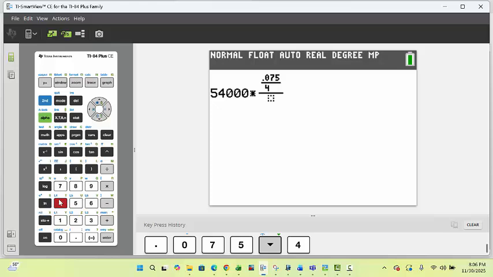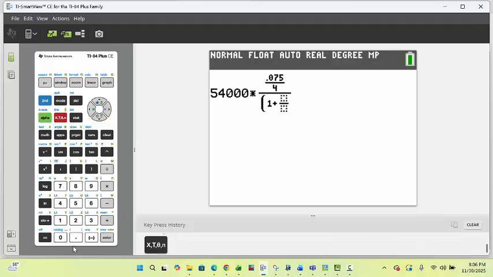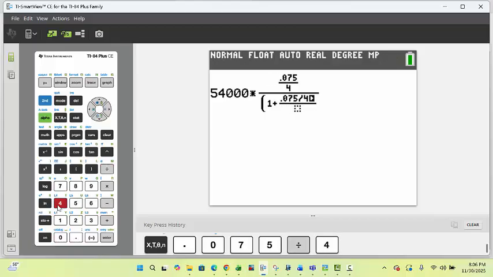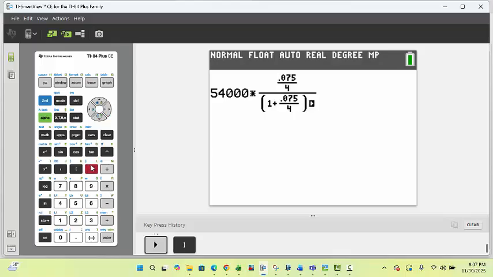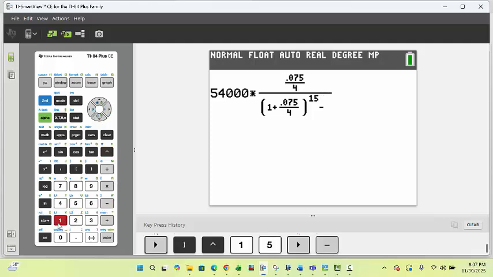0.075 divided by 4. I'll do parentheses 1 plus, do another fraction, 0.075 divided by 4. Oh, I didn't, there we go. And that's, we already talked about that, it's 15. All right, this should be it.